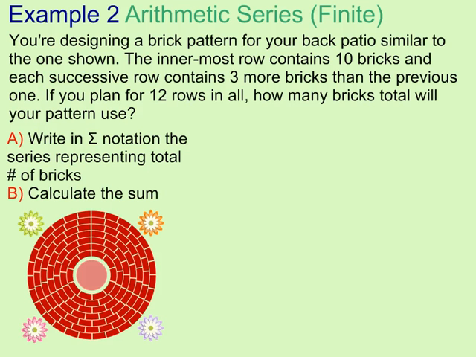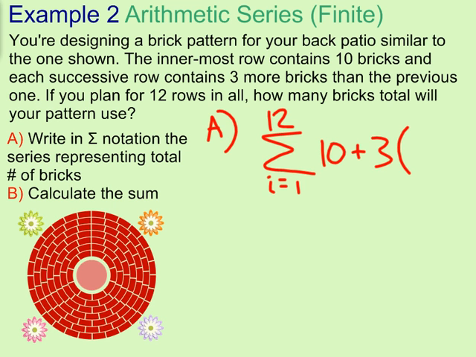That's going to be easy enough. I'm going to do that fairly quickly again. Sigma, this time, unlike the last example, you're told how many terms there are. There are 12 rows. So we'll go from 1 to 12. And once again, we'll use our previous lesson skills to say that the explicit rule is 10 plus that common difference of 3. That's being added to each row as I go outward. So in this one, I didn't have to do any work to figure out this number. It was given to me.